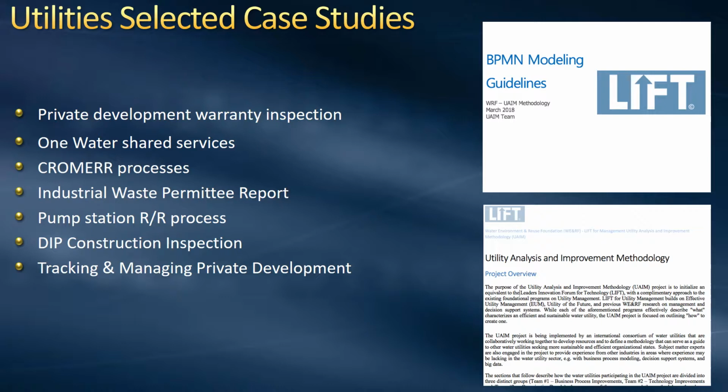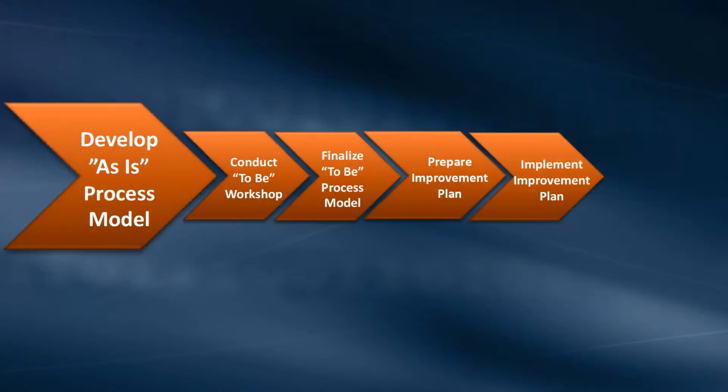The project team provided guidelines and technical support. However, it was the utility staff that performed the work. The methodology included 5 steps, starting with documenting the existing as-is process using the standard notation BPMN. Each of the utilities developed these models independently. Development of the model included internal interviews and discussions among different business units and stakeholders.